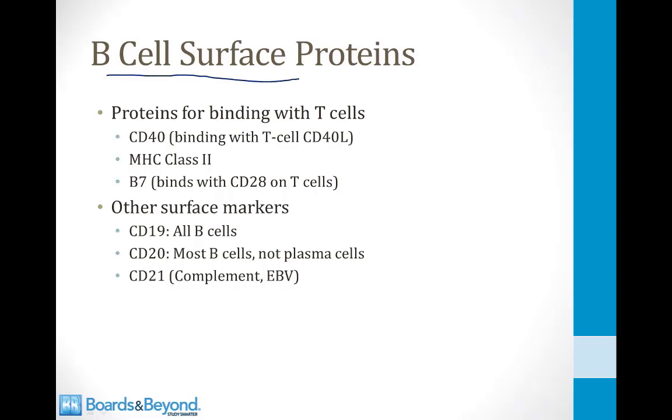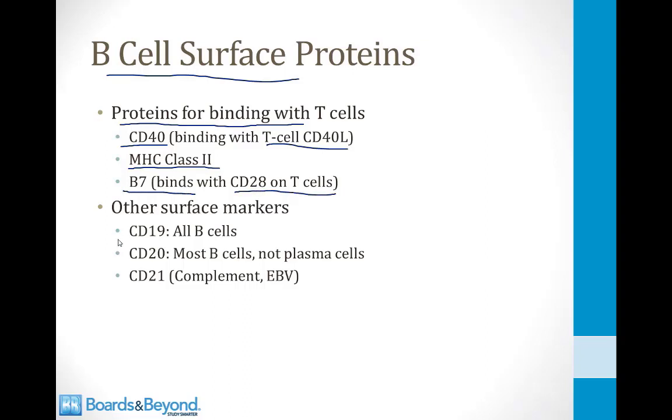Now let's talk about the surface proteins you find on B cells. It's important that you know these, especially for step 1s. The first group are proteins that are important for binding with T cells, and we've already talked about all these. You can find CD40, which binds with CD40 ligand on the T cell. You can find MHC class II, which binds with CD4. You can also find B7, which binds with CD28 on the T cells.